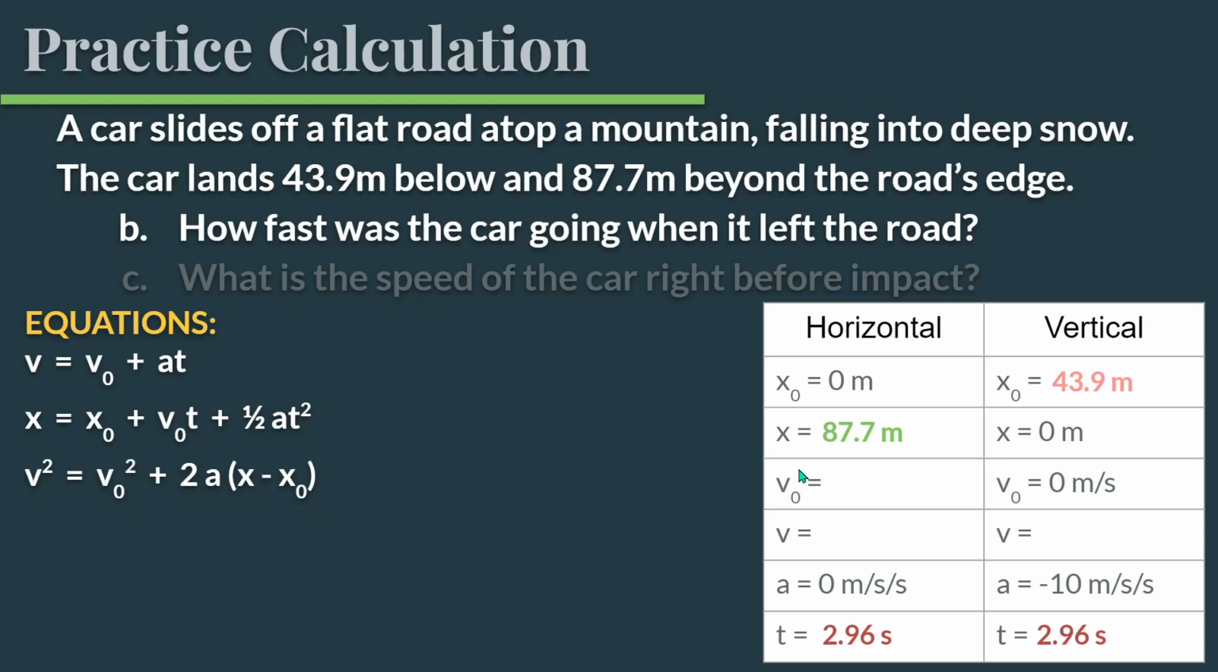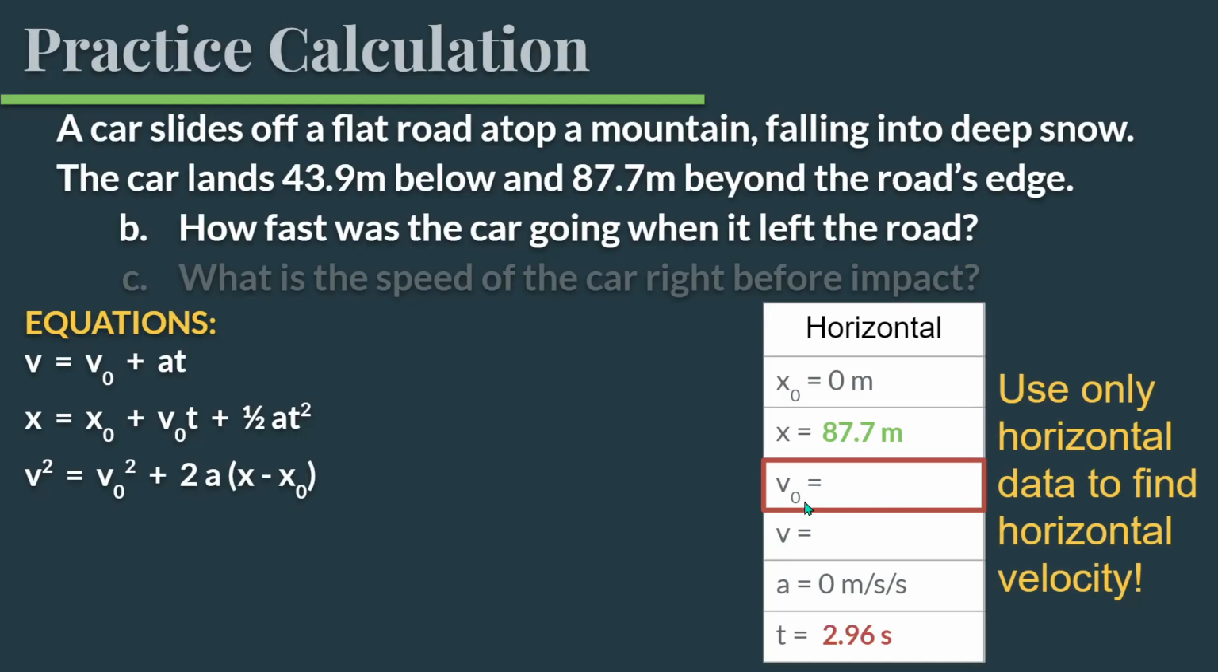But if I'm trying to solve for velocity with this information, again, I need the horizontal. I don't want vertical because it wants to know how fast when it left the road, and it left the road by sliding off horizontally. I need to look at my information and see what I can use to solve for one of my velocities over here. Again, I'm looking for my initial velocity, but you can only use the horizontal data to solve for the horizontal side of the table. Same thing's true of the other side. You can only use the vertical numbers if you're solving for the vertical side. So I'm only going to pull from these values.